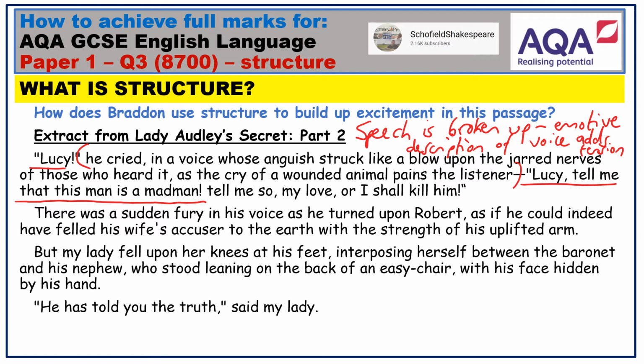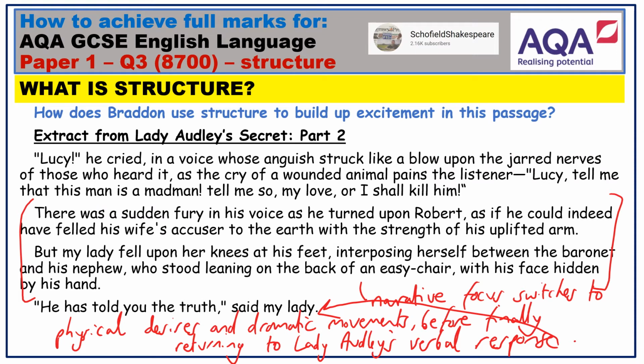Note the structure of the first paragraph within this section. Sir Michael Audley's speech is split up into two parts to give the writer the opportunity to describe the pain of his voice before hearing his reaction in full. And then we have two further paragraphs which describe dramatic physical desires and reactions, before in the final paragraph of the extract, Lady Audley speaks out.